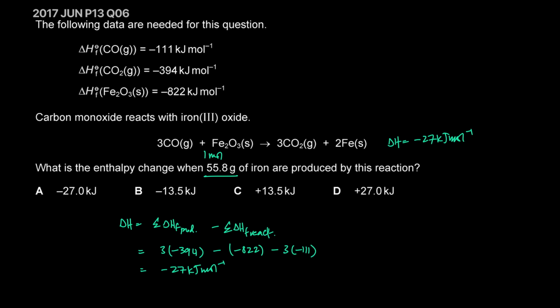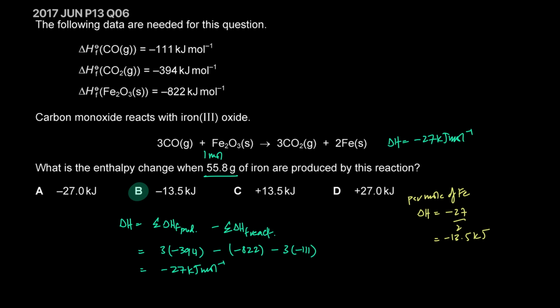Okay, so we can say that the enthalpy change of the reaction for 1 mole of iron being produced, okay, the enthalpy change per mole of iron, is going to be negative 27 divided by 2, which is negative 13.5 kilojoules. Okay, so the answer over here is B.